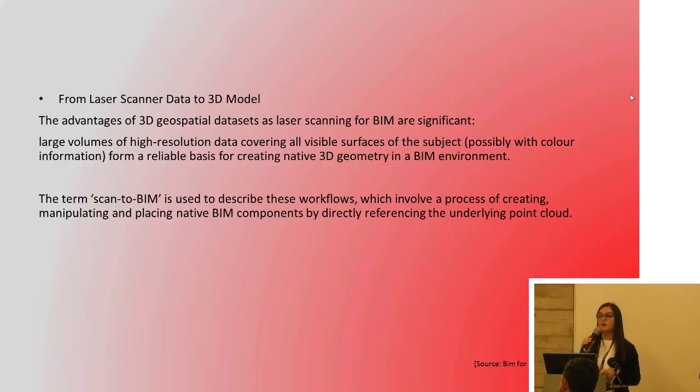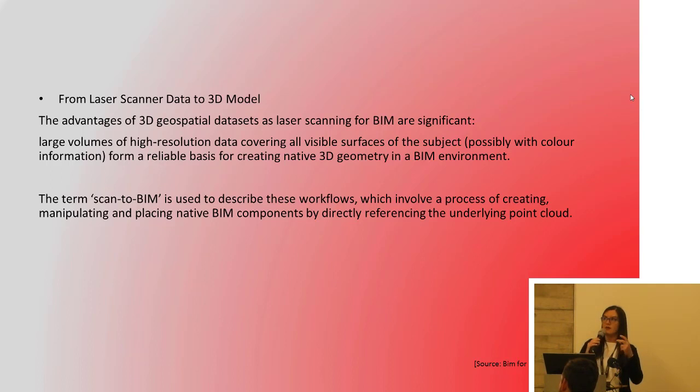So we were using laser scanner data, as Gabriella has already shown you. The advantage of using this kind of technology is that you can have a large volume of information covering all the visible surfaces of the object. So you can just upload this point cloud in Revit, and you can start to create the native 3D components of the object, and start to have a BIM model of your existing building. The term scan to BIM is used to describe this kind of workflow that starts from data capture and ends with the 3D model.